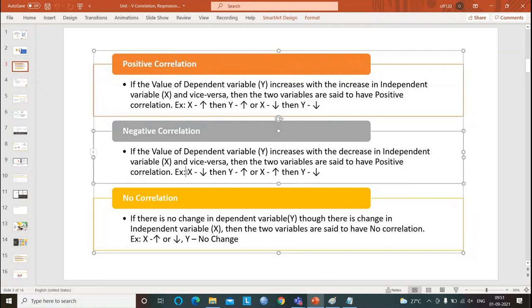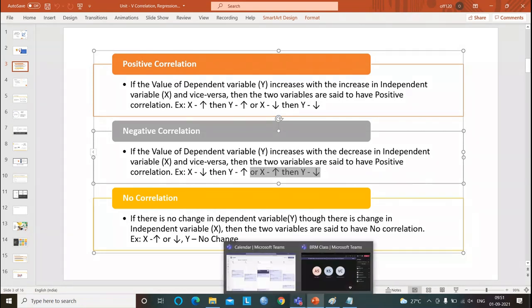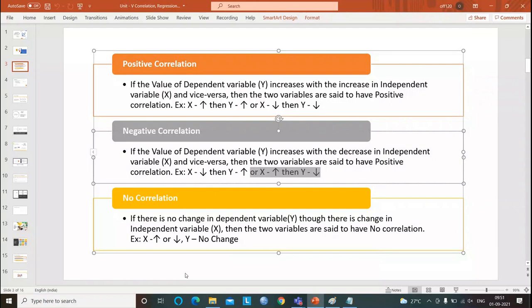Now the second one, if the value of x is decreasing, then y is increasing. Now see that there is an opposite direction between x and y. Or x is increasing, then y is decreasing. Again in opposite direction. So x and y are called negatively related.